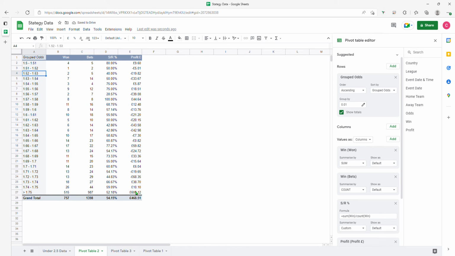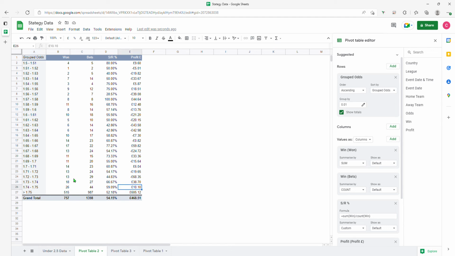But you can see that actually we've got the same scenario there. You could potentially add those in. So you see how 1.73 to 1.74 is a good profit, and 1.74 to 1.75 is a good profit. So instead of starting at 1.75, I might take the decision to start at 1.73.